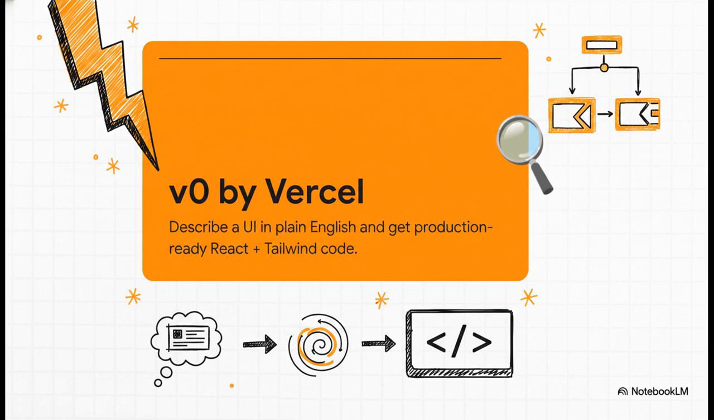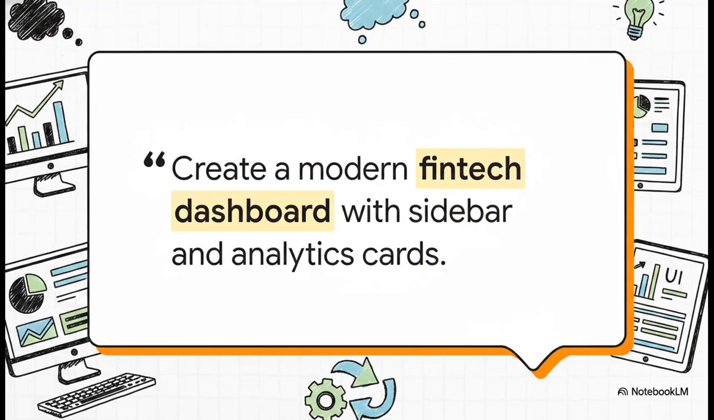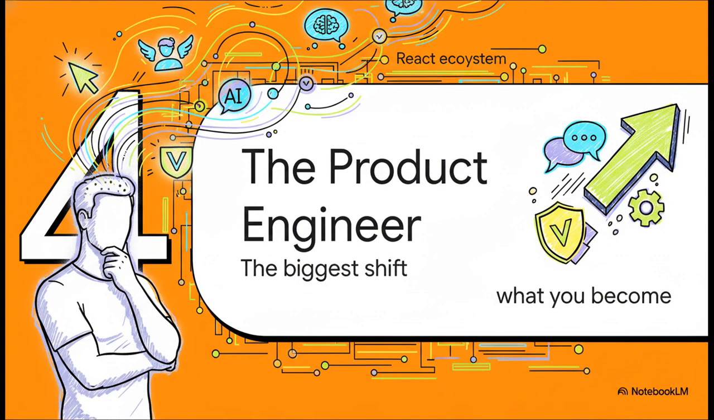You just describe what you want in plain English, and within seconds, V0 generates production-ready React code styled perfectly with Tailwind CSS. You literally just tell it, create a modern fintech dashboard with a sidebar and analytics cards. And from that simple, plain English sentence, V0 conjures up a complete, responsive dashboard. Mathematically perfect Tailwind layouts, working sidebars, giving you the exact React code ready to just drop straight into your project. It's wild.